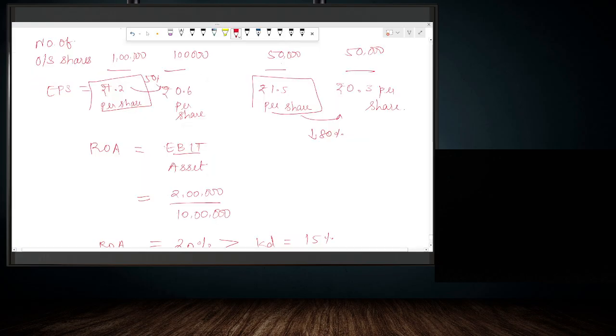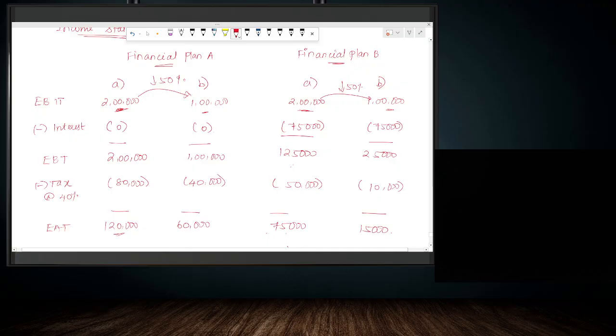Listen. In financial plan A, what is the EBIT? 2 lakh. What is EBT? 2 lakh. What is DFL? 1. So for every 1% decrease in EBIT, there will be a 1% decrease in EPS. For every 50% decrease in EBIT, 50% decrease in EPS. I hope you are getting the point. So in financial plan A, the decrease in EBIT is proportional to the decrease in EPS.